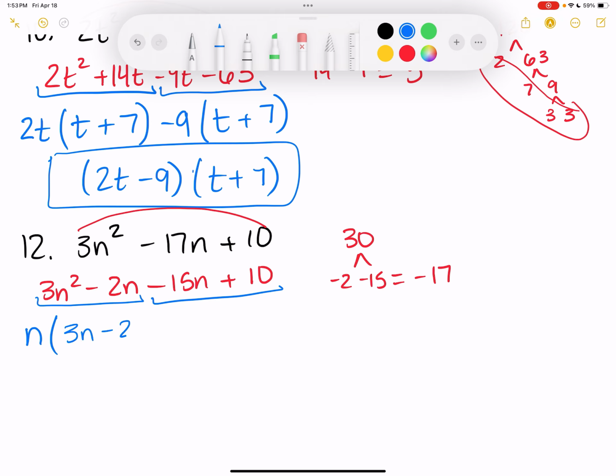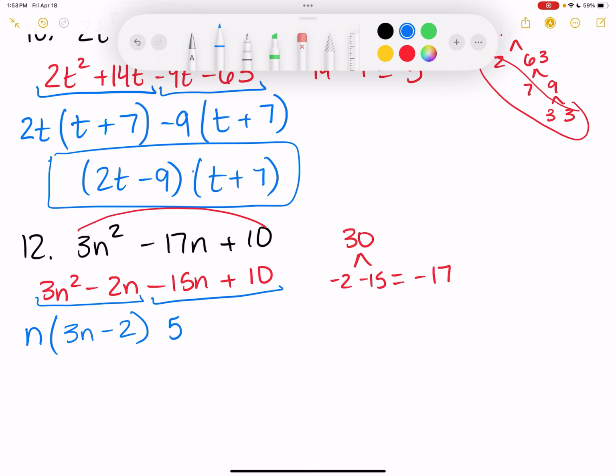Yep, minus 2. And then what about this pairing here? I'm going to take out a 5. Now, one other thing to note here. Notice that right now this middle sign is positive and this first sign is negative. But notice over here in this parentheses I have a positive then a negative. So what else do you think I might need to take out?